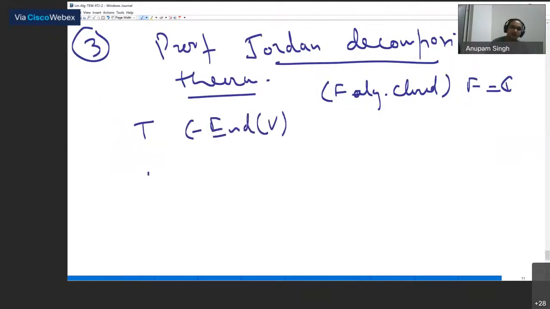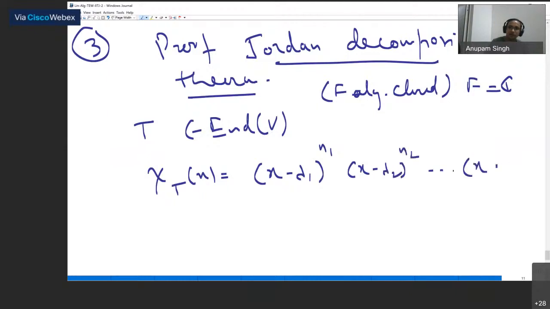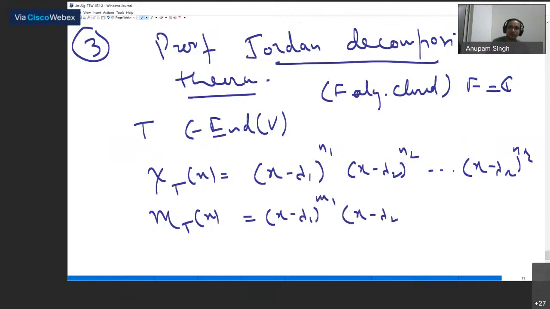Suppose the characteristic polynomial of T is something like this: X minus lambda 1. Because now I'm over an algebraically closed field, irreducible polynomials are of degree 1. So X minus lambda 1 to the power N1, X minus lambda 2 to the power N2, and so on, X minus lambda R to the power NR. And suppose the minimal polynomial is X minus lambda 1 to the power M1, X minus lambda 2 to the power M2, and so on, X minus lambda R to the power MR.